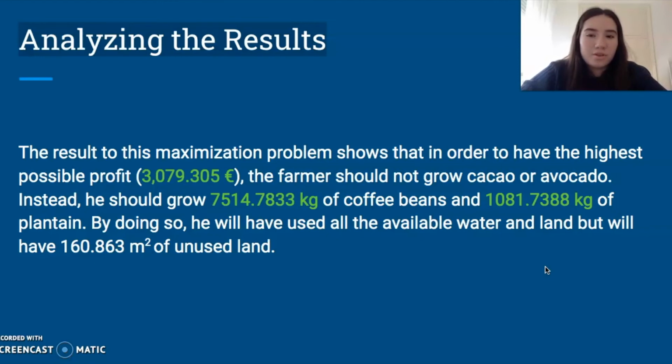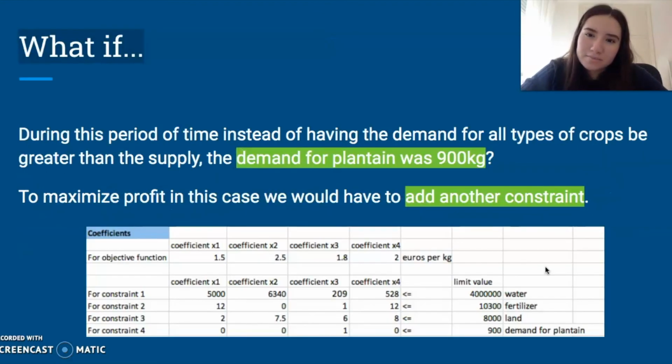Now, the result of this maximization problem shows that in order to have the highest possible profit, which is 3,079.305 euros, the farmer should not grow cocoa or avocado. Instead, he should grow 7,514.7833 kilograms of coffee beans and 1,081.7388 kilograms of plantain. By doing so, he would have used all the available water and fertilizer, but will have 160.863 square meters of unused land.